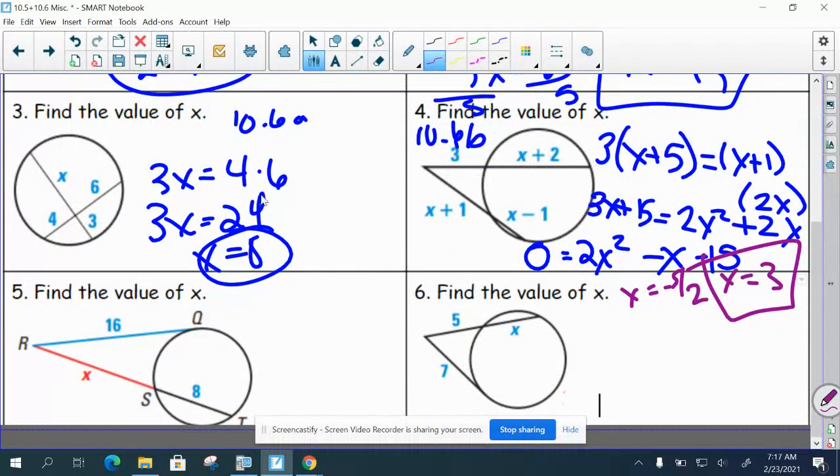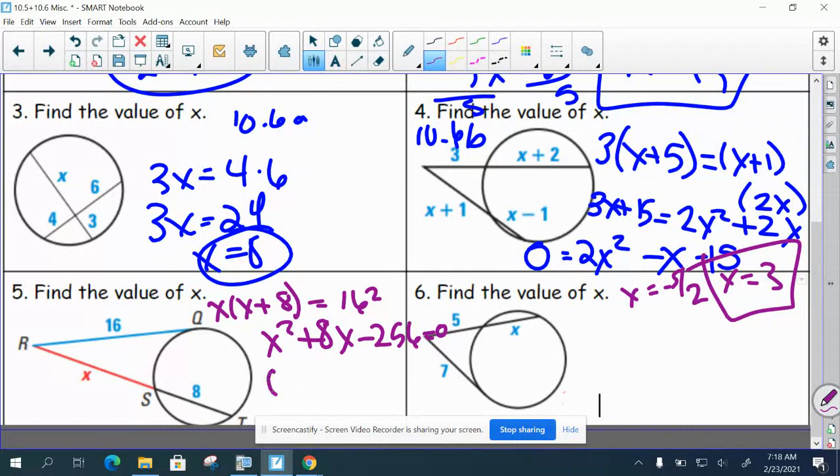All right. For this one, for number 5, we would do 16 squared. Actually, I'm going to do this part first. I'm going to do x times x plus 8 equals 16 squared. Okay, distribute the x, and then subtract the 16 squared over, which I think is 256, to get one side equal to 0. Now with this one, you could factor it. It would be x minus 16 times x minus 16.